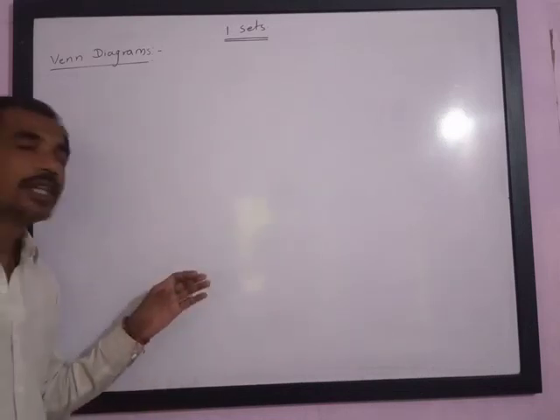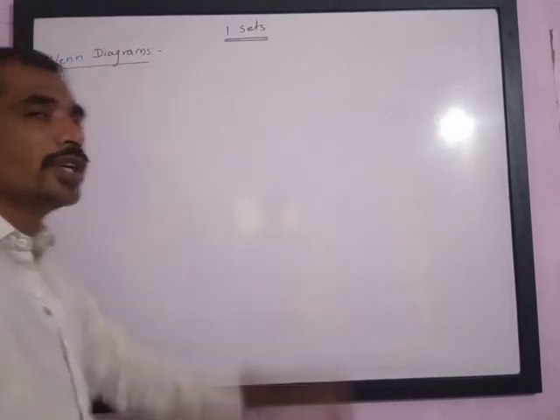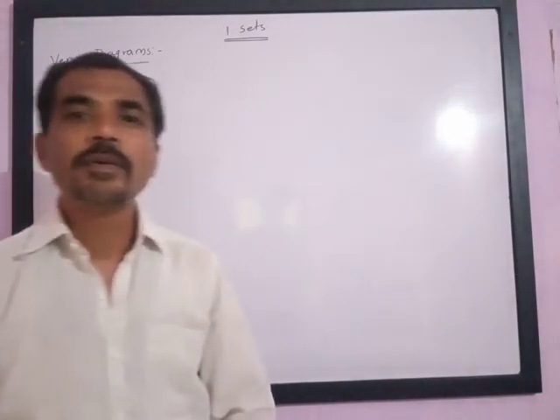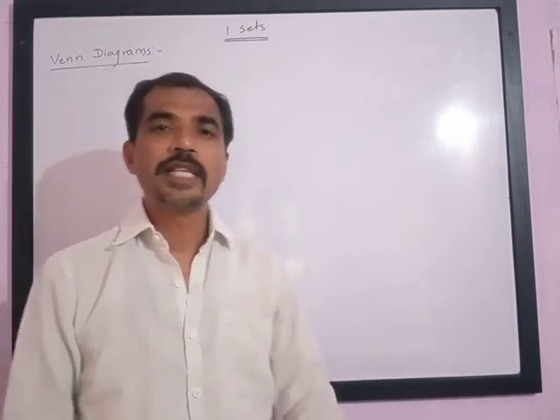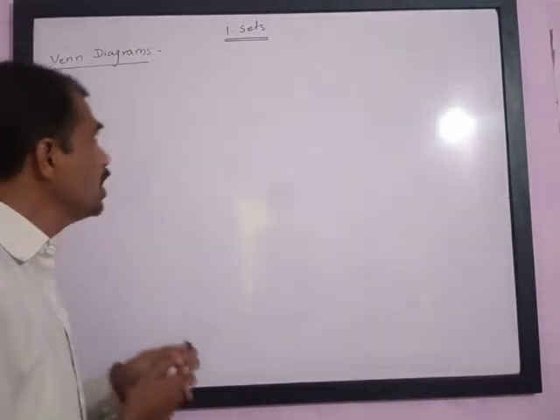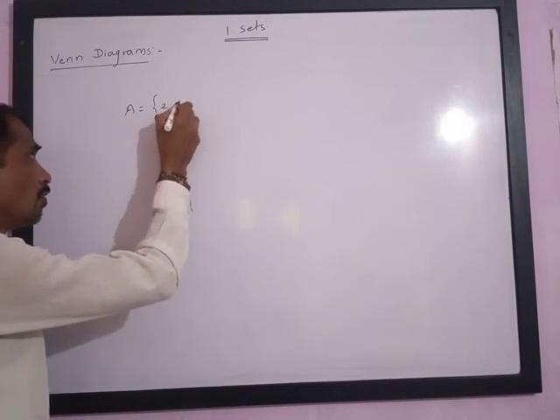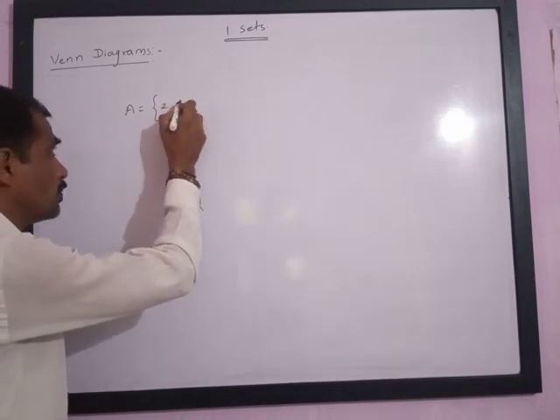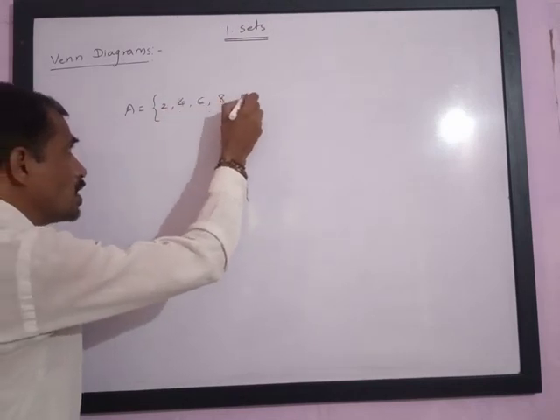Dear students, in the next chapter we are going to study Venn diagrams. John Venn, a British logician, used closed figures to represent sets. For example, if there is a set of even natural numbers from 1 to 10, it will be 2, 4, 6, 8 and 10.